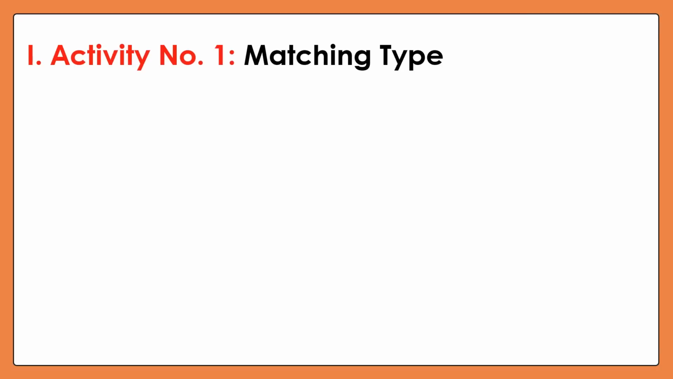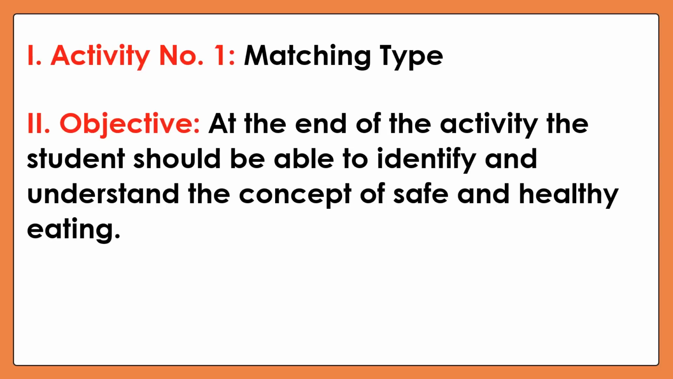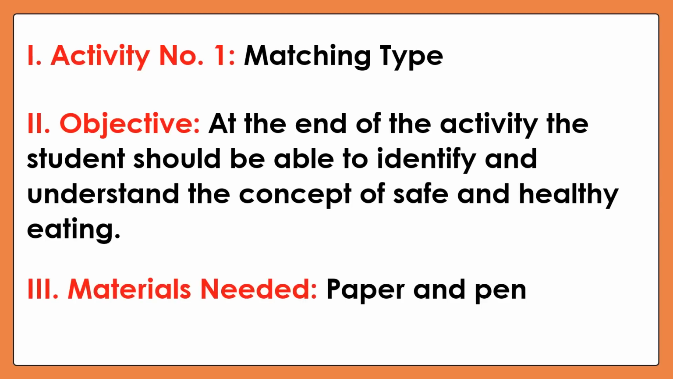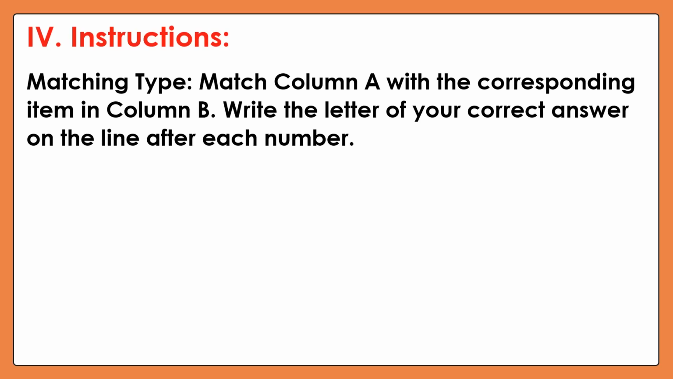Activity number 1, matching type. Objective: at the end of the activity, the student should be able to identify and understand the concept of safe and healthy eating. Materials needed: paper and pen. Instructions. Matching type. Match column A with the corresponding item in column B. Write the letter of your correct answer on the line after each number.